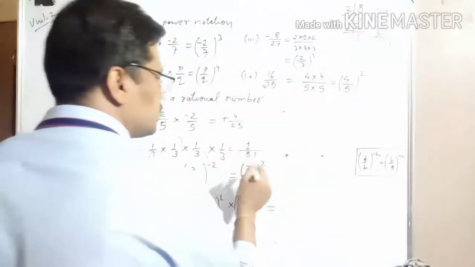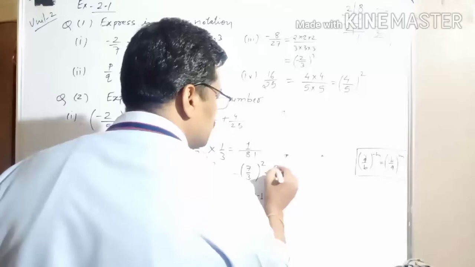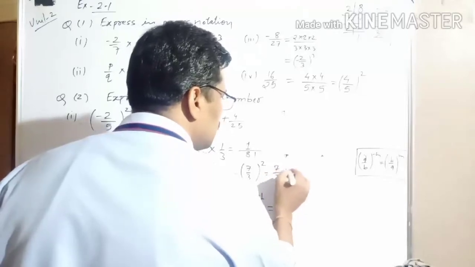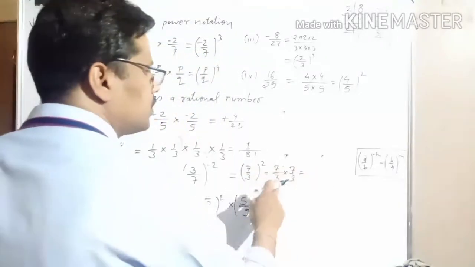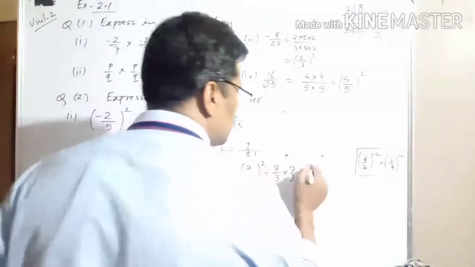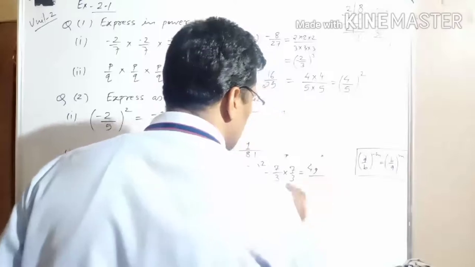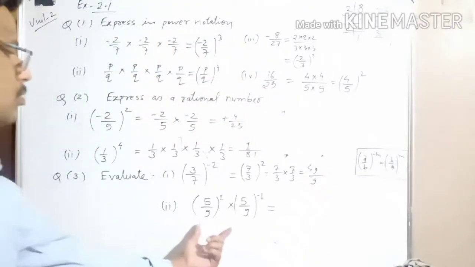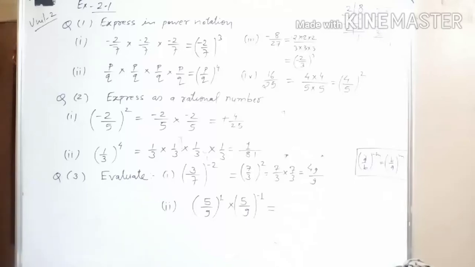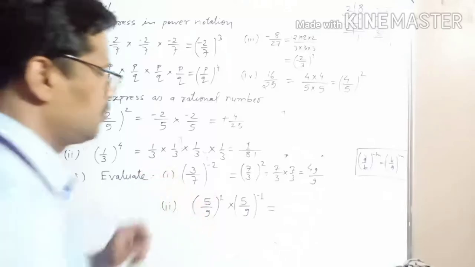Now this number can be written how many times? 2 times. So 7 upon 3 into 7 upon 3. Now you multiply numerator by numerator, denominator by denominator. 7 sevens are 49, and here 3 threes are 9. Got it? Now here also we have to simplify. Evaluate, we have to find out the value.